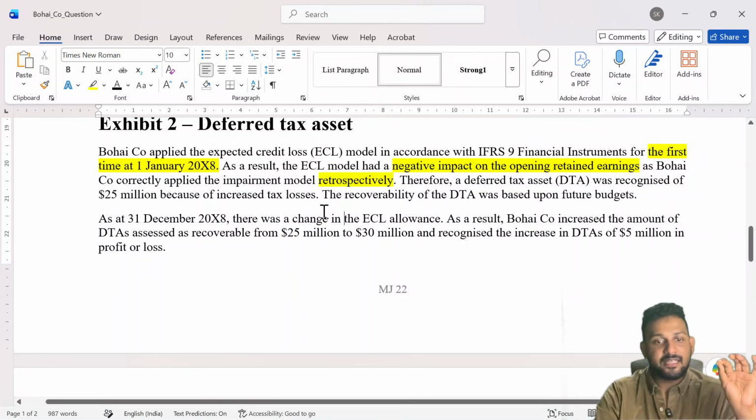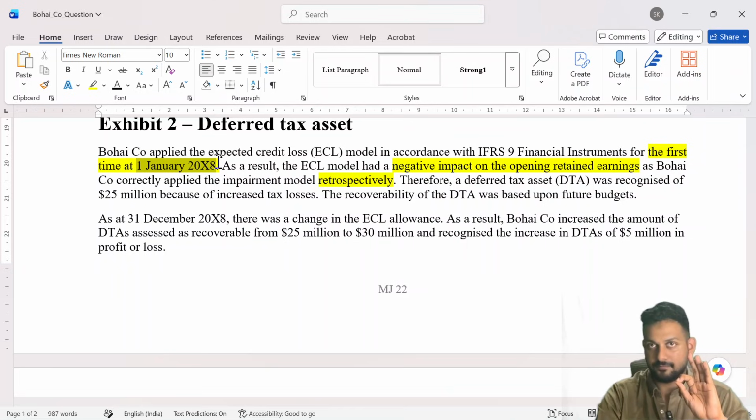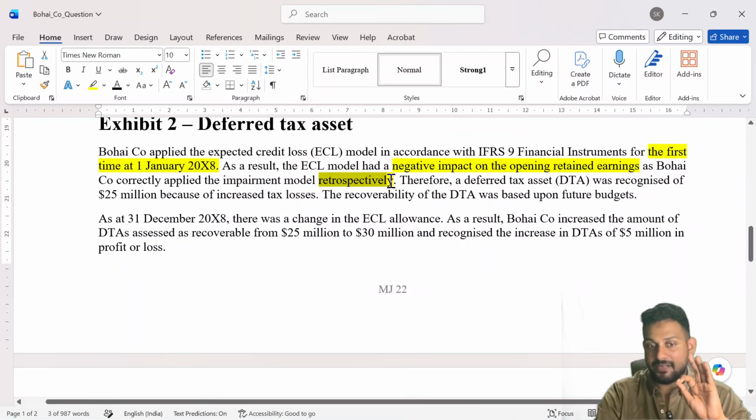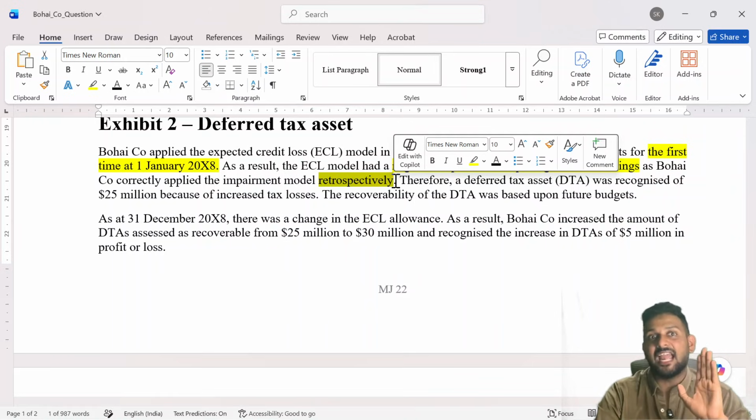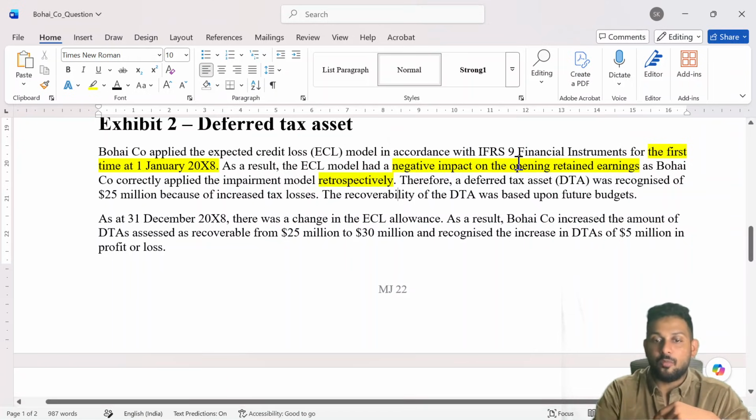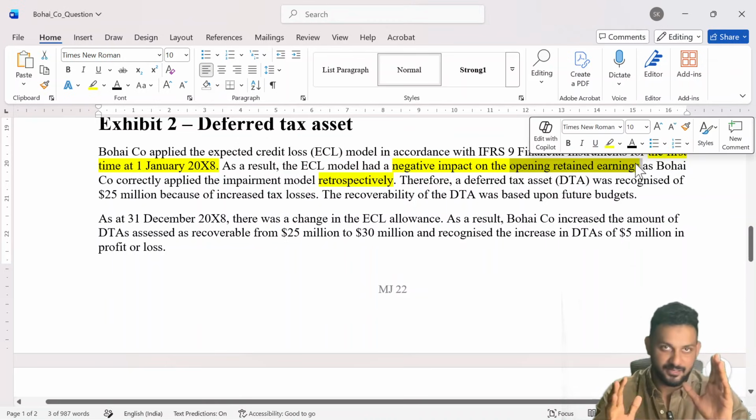So listen guys, they are adjusting the expected credit loss for the first time on the opening date. 1st January is actually the opening date of the accounting period. So they made a retrospective adjustment. That means they are actually adjusting the previous year's expected credit loss. As per IAS 8, the previous year's balance should be adjusted retrospectively. That means this should be directly adjusted to opening retained earnings. So their treatment is correct.